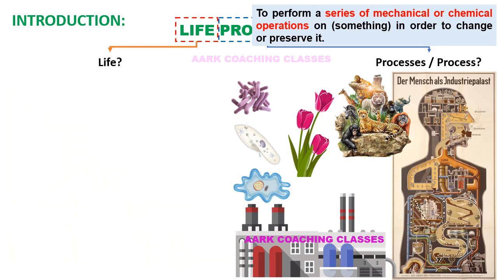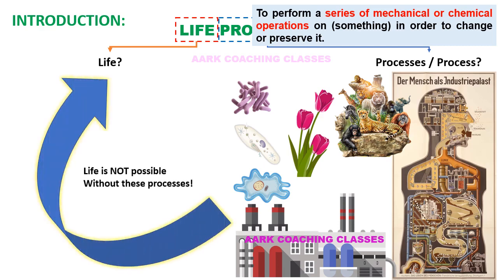So the point to note here is that whether the organism is prokaryote or eukaryote, whether it is unicellular or multicellular, several processes are required for growth, multiplication, maintenance, and survival of this organism, right? And life is not possible without these processes.